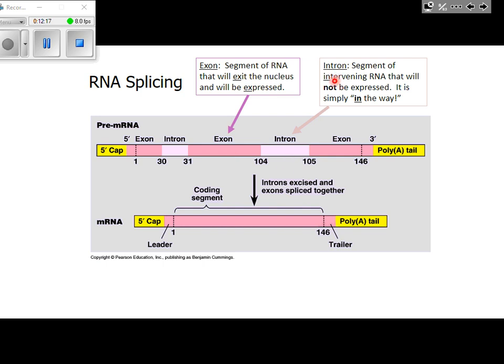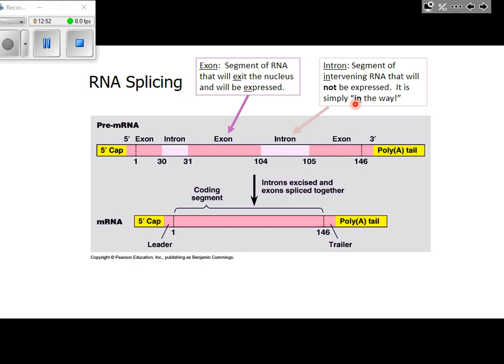They are intervening pieces of RNA, or again, could be DNA if we were talking about the actual DNA gene. But since here we're talking about RNA, this is after transcription, an intron is a segment of intervening RNA that's interspersed within the strand, but it will not be expressed. It is simply in the way. Exons are expressed, introns are just in the way.